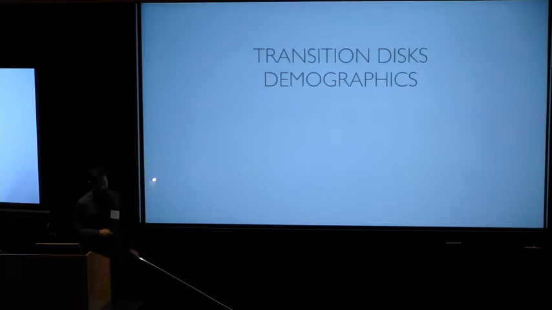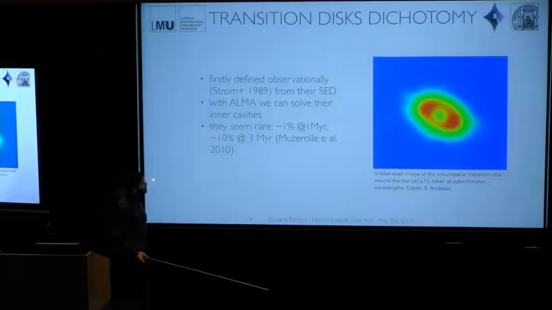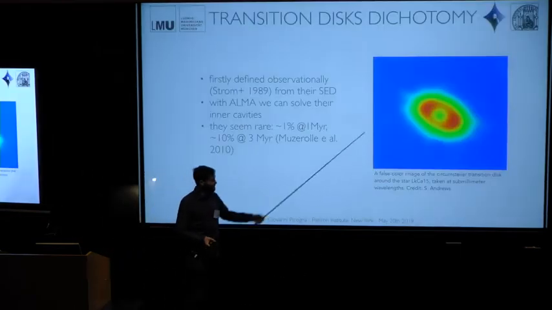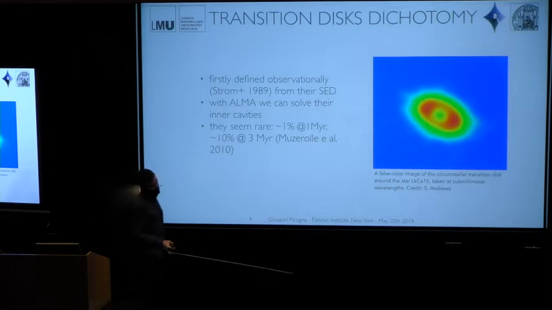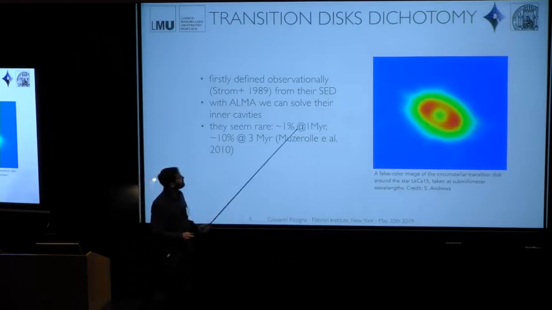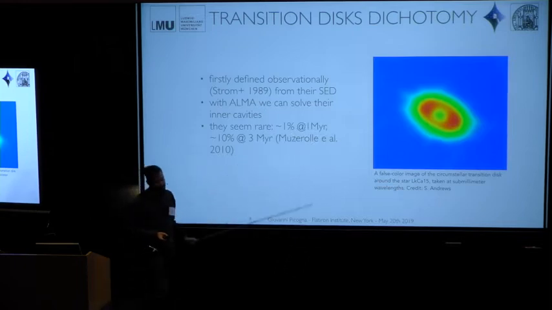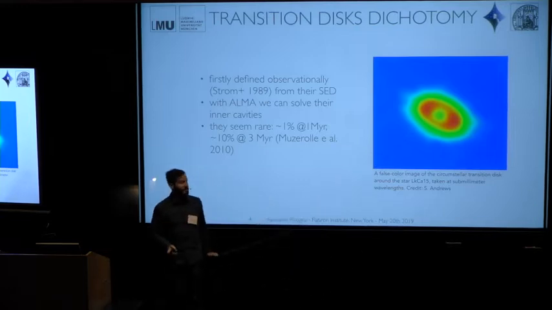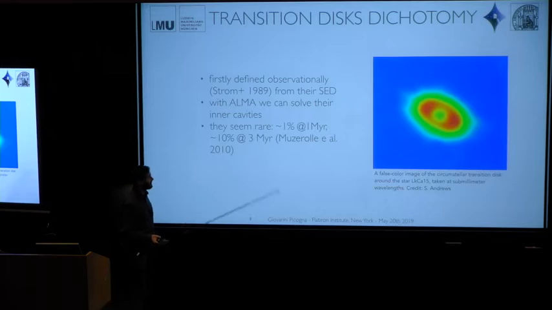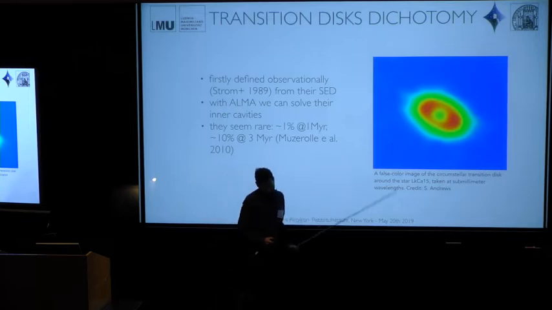Okay, so I will go briefly into transition disk demographics. What are transition disks? Transition disks were defined observationally in 1989, as disks where there's a flux deficit in the near infrared, which is consistent with an inner gap in the inner parts of the disk. This has now been resolved with recent imaging by ALMA and other facilities. This is an example. We can see this transition disk with the inner gap.